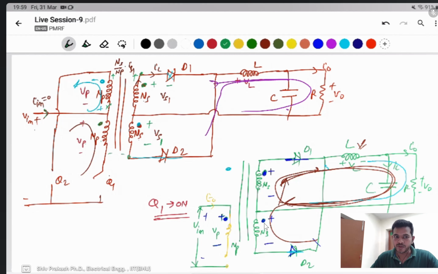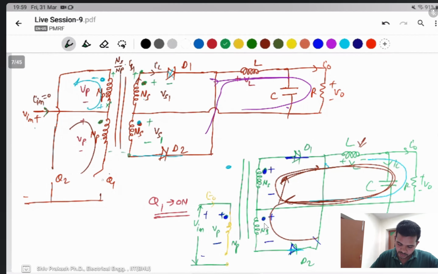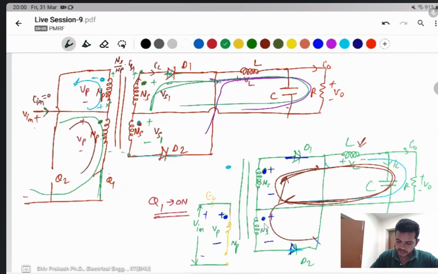Q2 is off, then Q1 is conducting, and when Q1 is conducting, Q2 will be off. If Q1 is conducting, then D1 will conduct and D2 will be off. And this current flows in the primary winding like that, and the secondary winding like that.